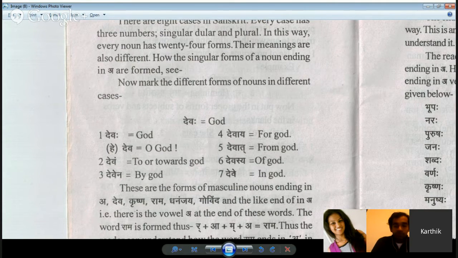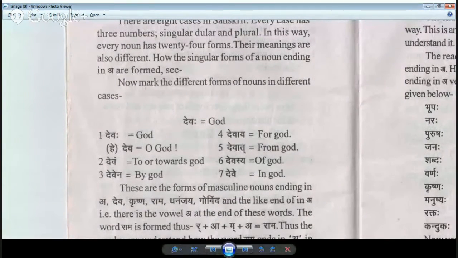Okay. So the word Deva means God or deity, like we have a lot of Devas in the Vedas. So Devaha, it is an Akaranta Pullinga Shabda. First, what does Akaranta mean? Akaranta means a word ending in a short Akara, right?